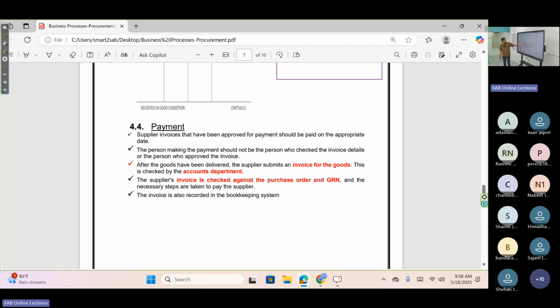The main points for payment related issues. So once you receive the goods, what is the next step? Receiving the invoice. Once you receive the invoice, you should make the payment. When you make the payment, these things must be considered. First one, supplier invoices must be approved for payment. Once you receive the purchase invoice, that must be approved for payment.